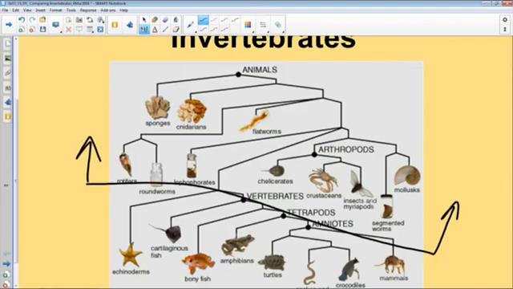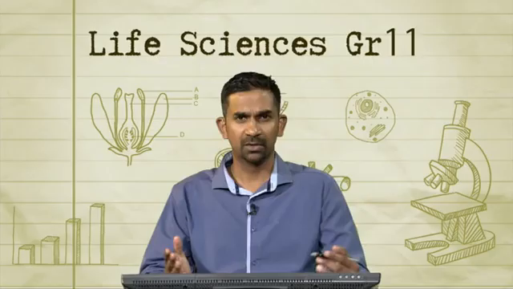And if you guys recollect, we've got classification of organisms based on the presence of a notochord or a spinal cord and a backbone, and those that don't. We refer to those organisms as vertebrates, and those that do not have them as invertebrates. So essentially we're going to be focusing on the invertebrates. Let's go on to the next slide.